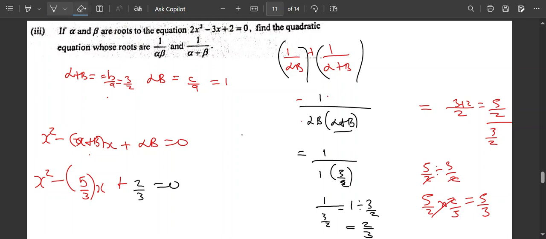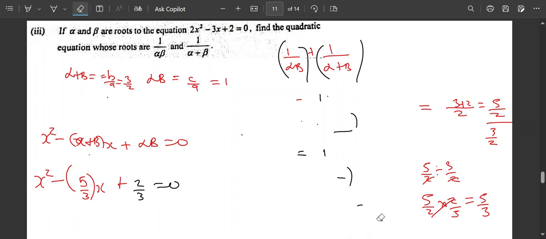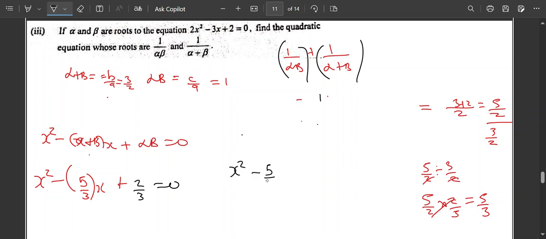So this is our equation, this is the equation that they wanted. You can also practice how to prove, or just master the squared and also the cubic ones. All right, you can master those two identities, how to derive them. So our final equation now is x squared minus 5 over 3 x plus 2 over 3 is equals to 0.